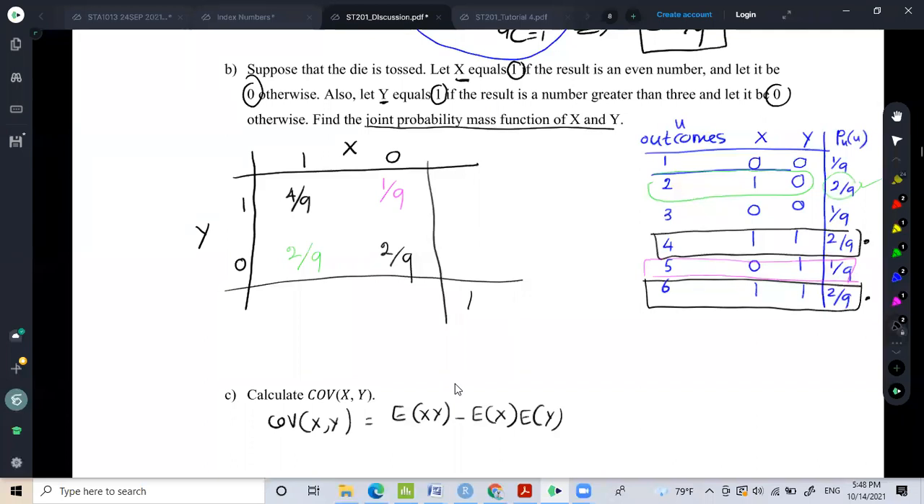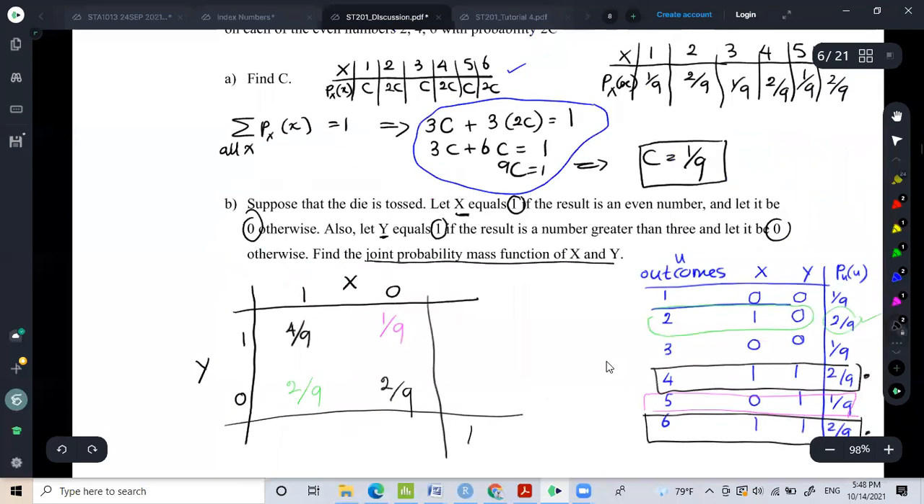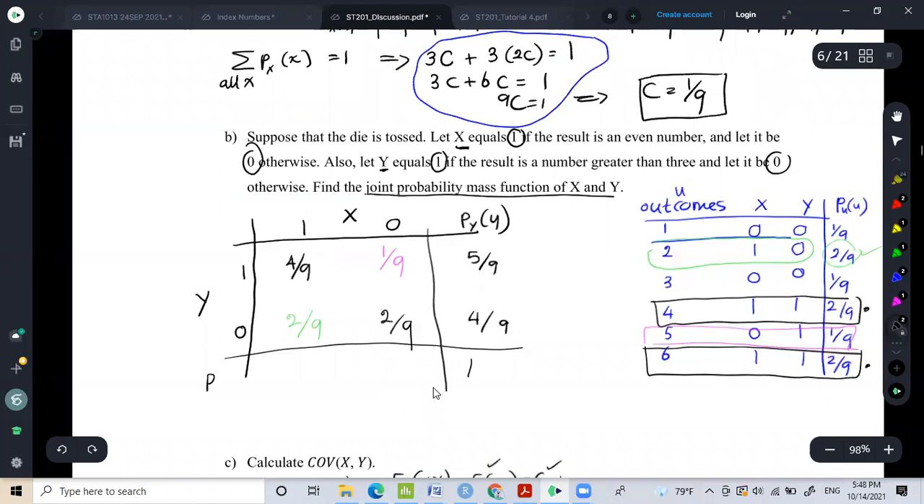You need the marginal PMF of X in order to find EX. You need the marginal PMF of Y in order to find EY. Since we have the joint PMF in this 2 by 2 table, shall we find the PMFs also? It's very easy. So here comes the PMF of Y. When Y is 1, you add 4 and 1, so it's 5 over 9, and 2 and 2, 4 over 9. If you try the marginal of X, when X is 1, you have 4 over 9 and 2 over 9, add them together, 6 over 9, and 1 over 9 plus 2 over 9, 3 over 9. So you have the marginal PMFs of X and Y.